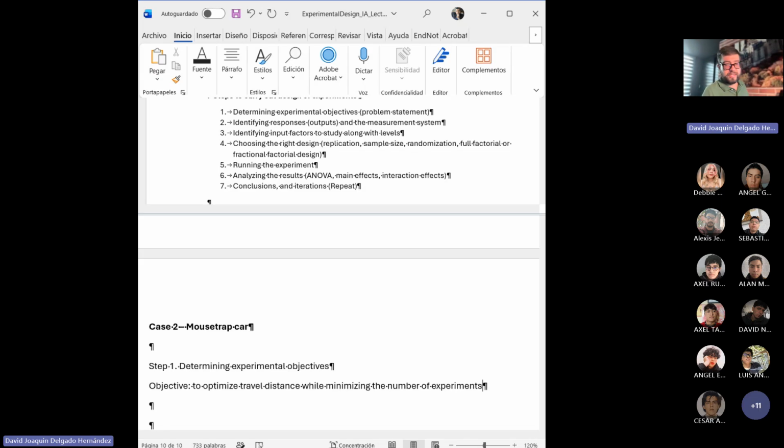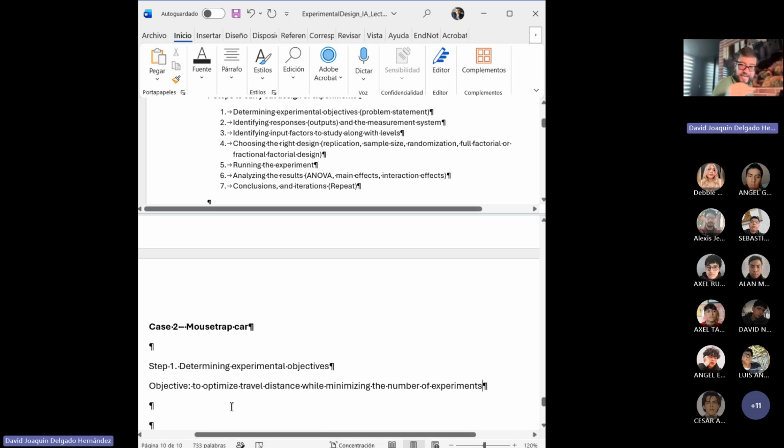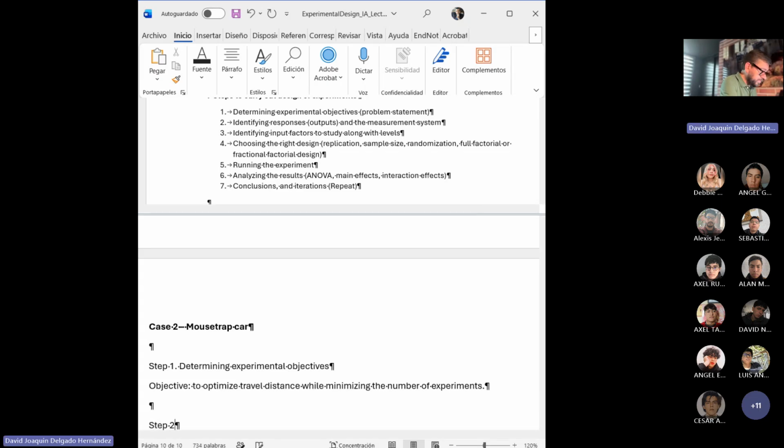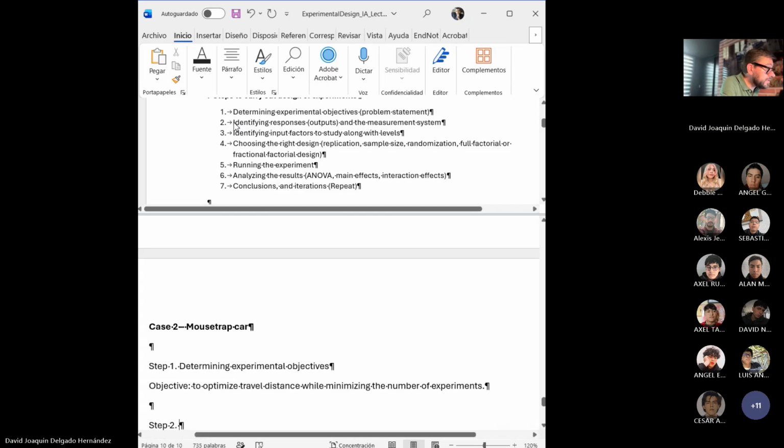Okay, for instance, in the airplane, it doesn't matter because it is just paper, right? I can have a paper and I can fold it and so on, and I can throw it and launch it. But in the case of the mousetrap, the cost matters, the money, because you have to spend a lot of money in order to design different cars, okay? So I have to reduce the number of experiments, okay? So step number 2, it is here.